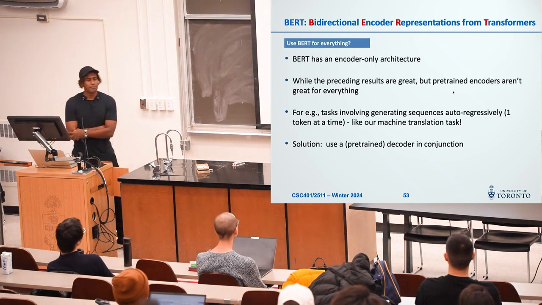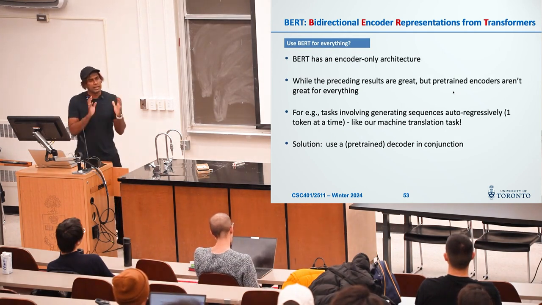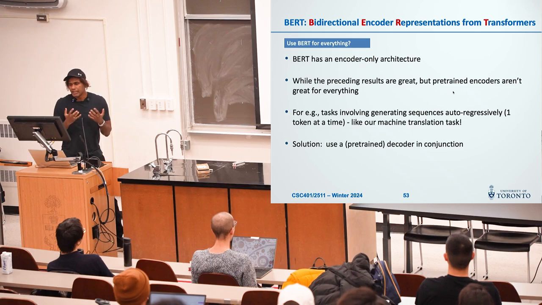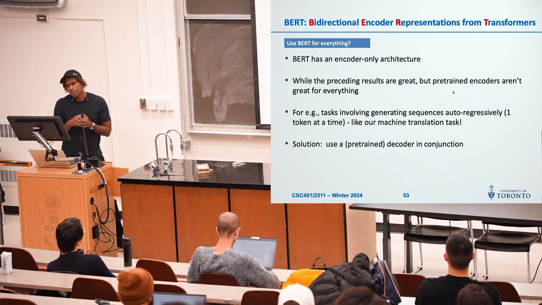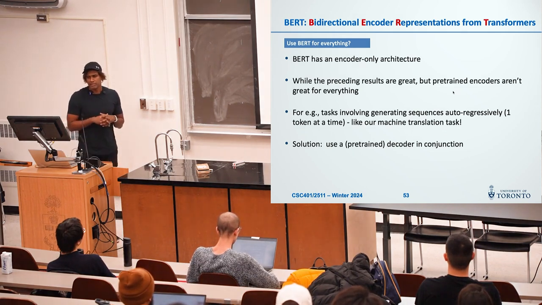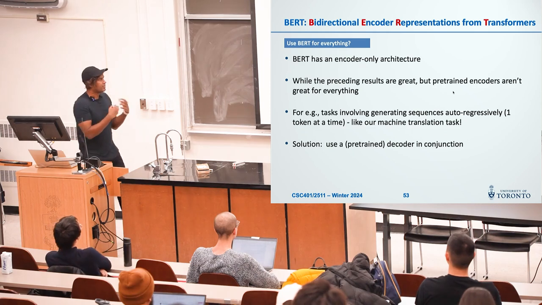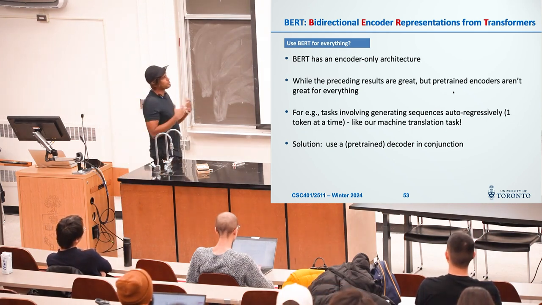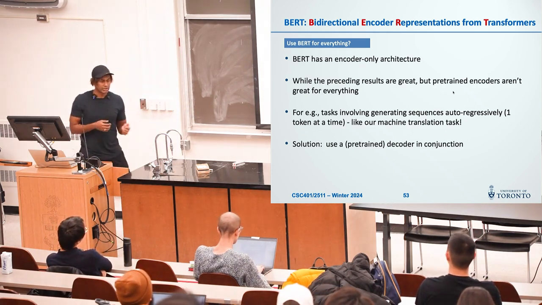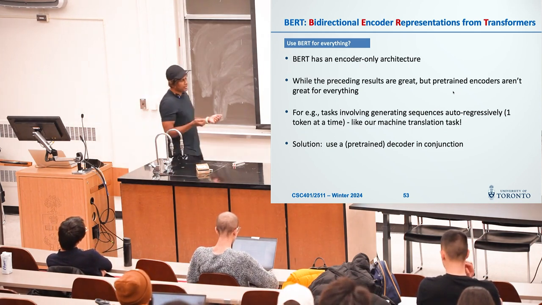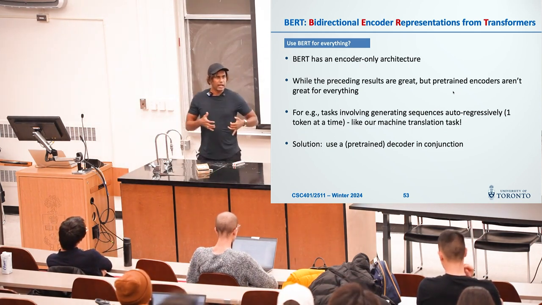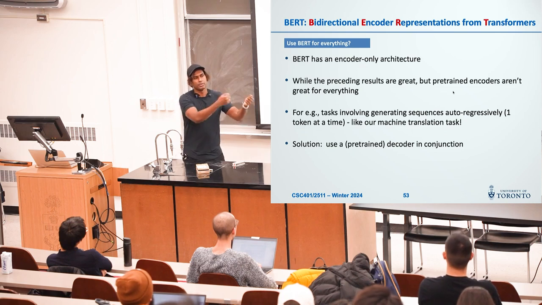But still, with just an encoder-only architecture, did that mean that we could just use BERT for everything? The answer is no, because there are certain tasks that involve generating sequences autoregressively. For those tasks, having a decoder architecture is preferable, right? So you can use that in conjunction. Think about the problem we're facing. We have to do machine translation, and if you had just BERT, how would you use BERT for doing machine translation?